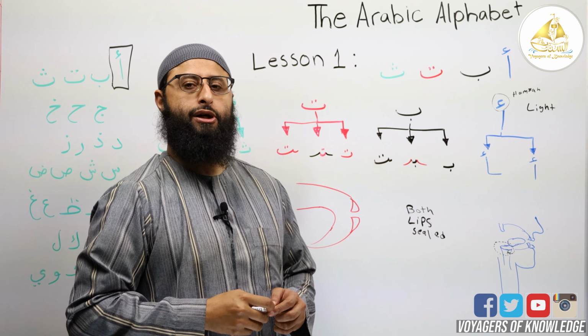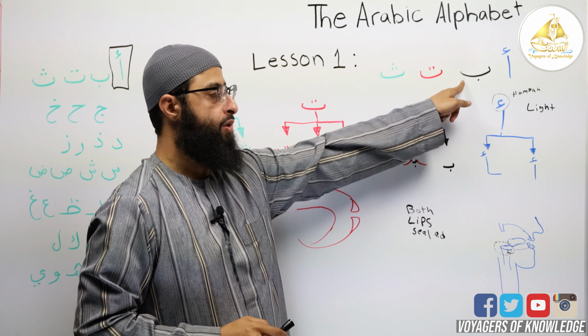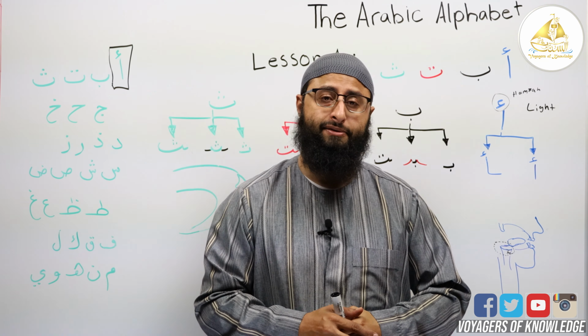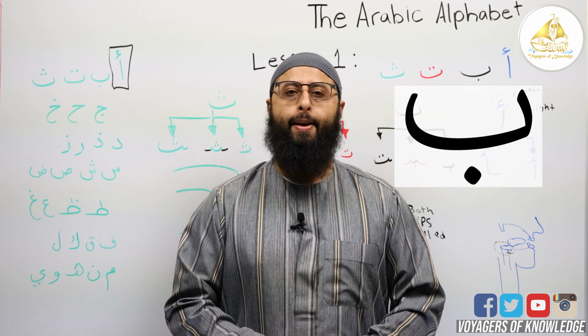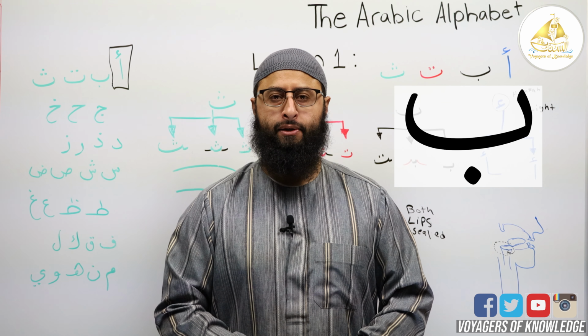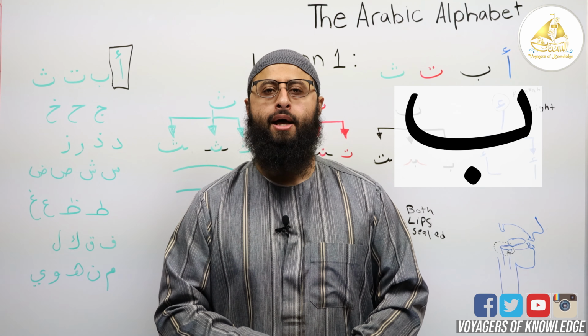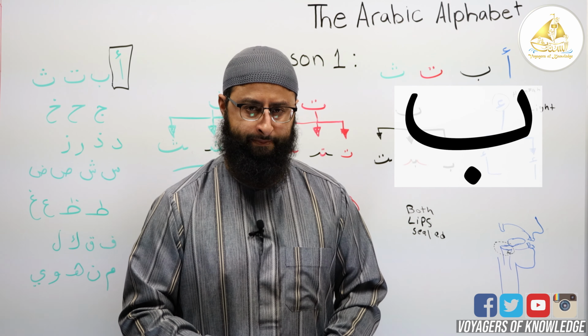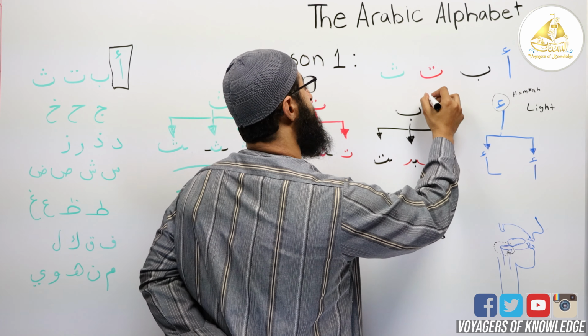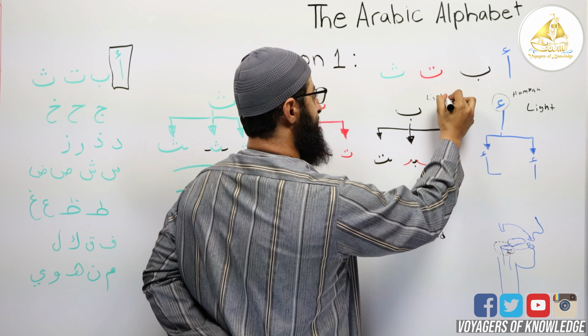Let's move on to the next letter, Ba, which is written in black. The letter Ba, I'm going to say it. Please repeat after me. Ba. One more time. Ba. Good. Now, the letter Ba, like Alif, is light.